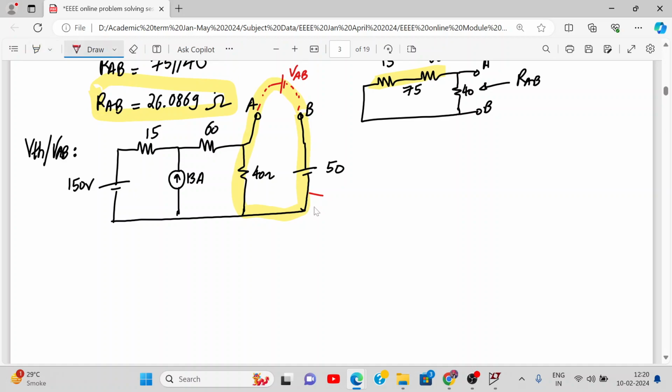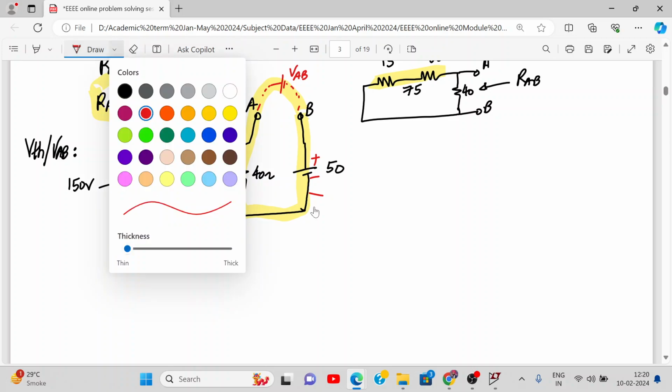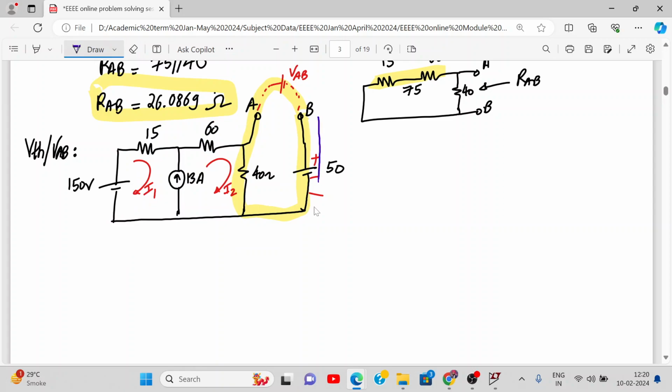So we apply KVL to this loop. Here we are going from positive to negative, and let's say this current over here is I2, and this current over here is I1. We are going from B to A. How will you apply KVL? You will get plus 50 or minus 50. You are starting from B and going down, minus or plus? Minus 50. And then we are against the direction of current or in the direction of current? I2 is going this way and we are going up, against the direction, right? So it will be plus or minus?